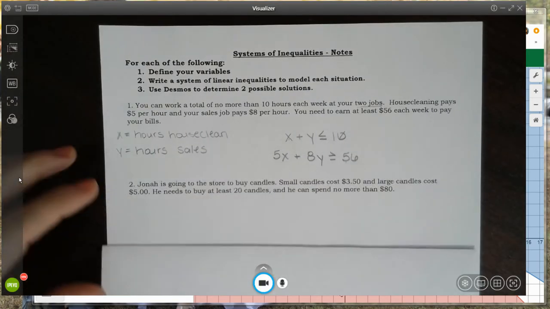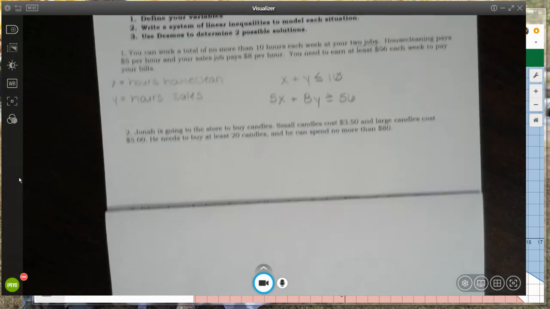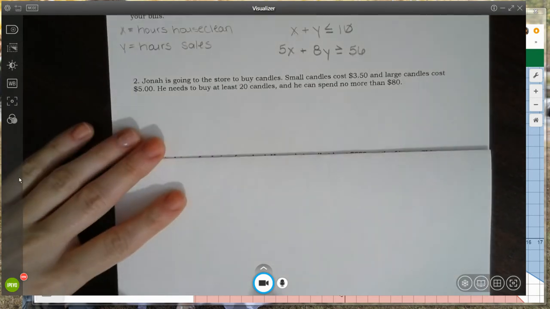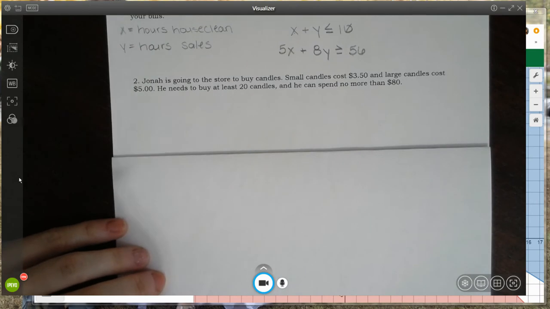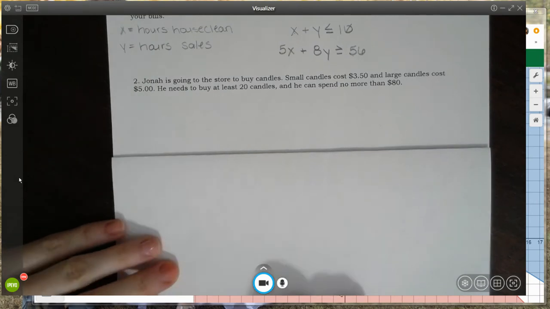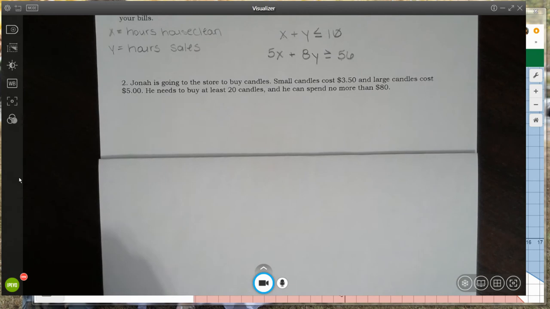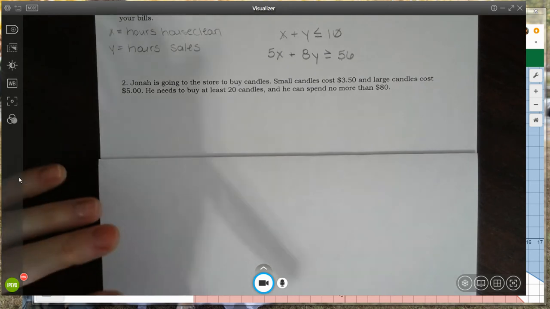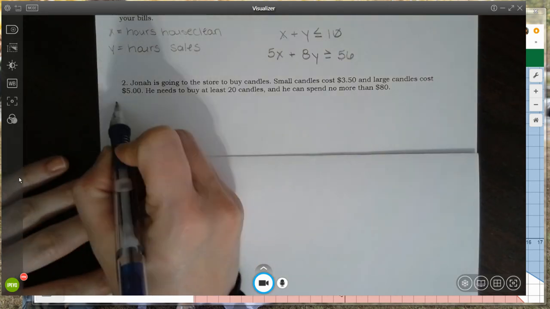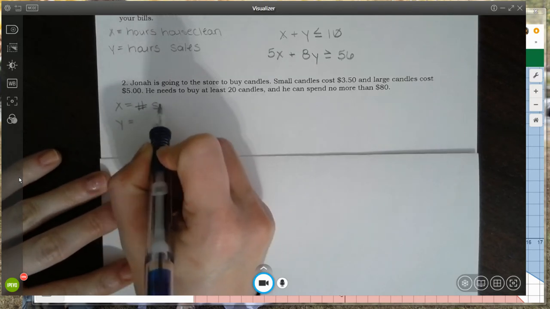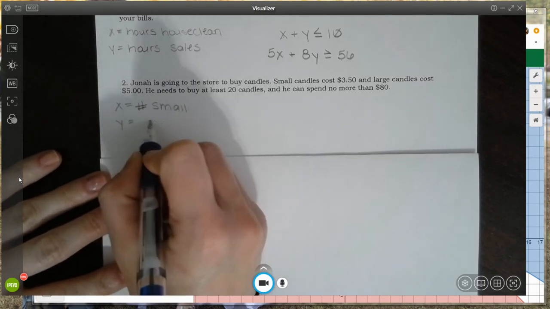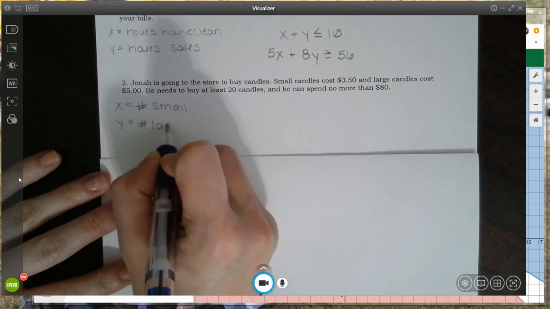I'm going to do the same thing with these other questions, and I'm going to help you set them up and understand what I might define X and Y as. So here, I need to buy at least 20 candles. I can spend no more than $80, and there are small candles and there are large candles. Right there, it tells me exactly what I should make X and Y, because I need to buy candles, and I can only buy 2 sizes. So this is the number of small ones that I'm going to buy, and the number of large ones we're going to buy.